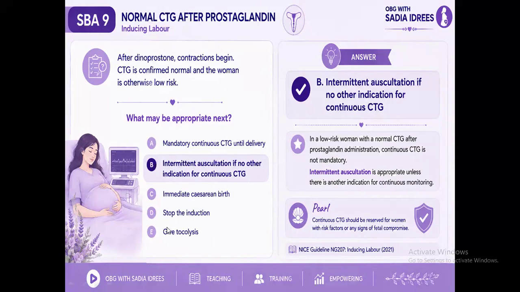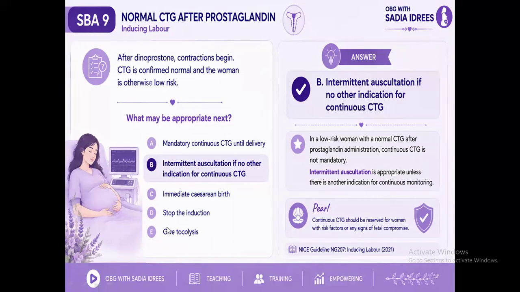indication for continuous CTG. And this question tests a very important common misconception. Some candidates think induced labor equals continuous CTG forever. Not necessarily. After dinoprostone or misoprostol, once contractions begin, you assess the fetal well-being and uterine contractions. If the CTG is normal and there are no other risk factors requiring continuous CTG, then continuous electronic fetal monitoring does not automatically have to continue simply because induction was started with the prostaglandin. You can use intermittent auscultation according to the appropriate intrapartum monitoring pathway.